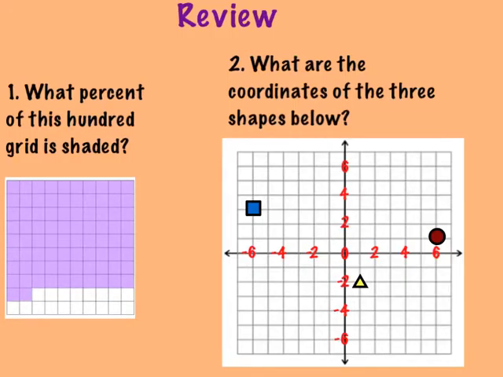So number 1, what percent of this 100 grid is shaded? And number 2 asks, what are the coordinates of each of these 3 shapes below? So for number 1, just write down what percent of the grid is shaded, and number 2, write down the coordinates for the square, the coordinates for the circle, and the coordinates for the triangle, remembering it's x, y.